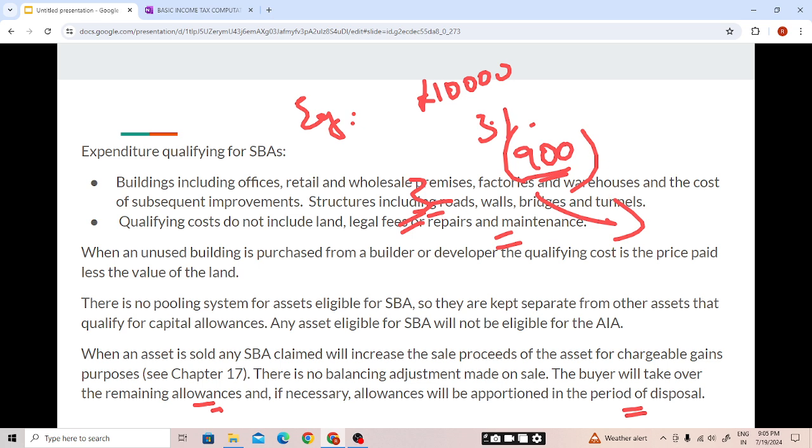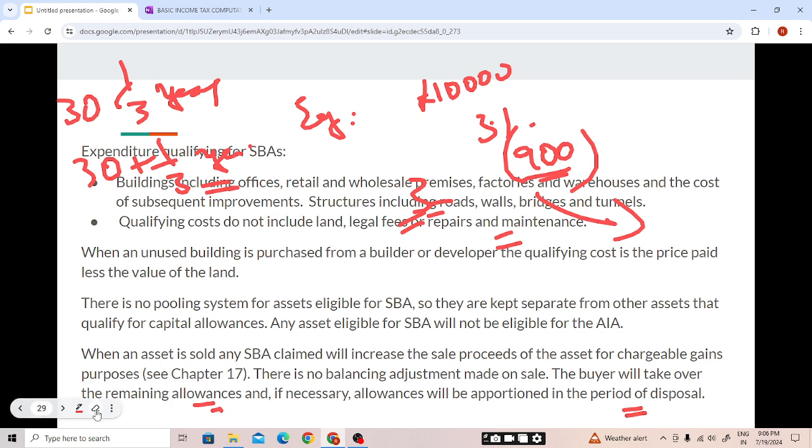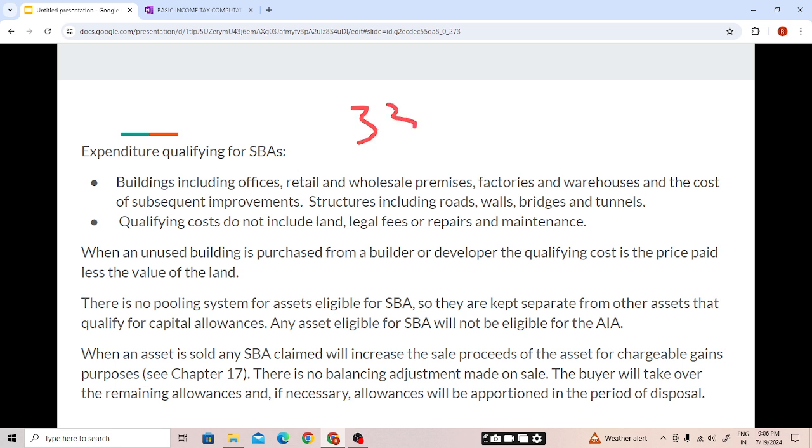The buyer will only claim for 30 years and 1/3 year. 30 years plus 1/3 year, that is 1/3 of the next year. So the structure and building allowance is available for 33 1/3 years. For this much time only the structure and building allowance will be applicable, students. I hope this is clear.